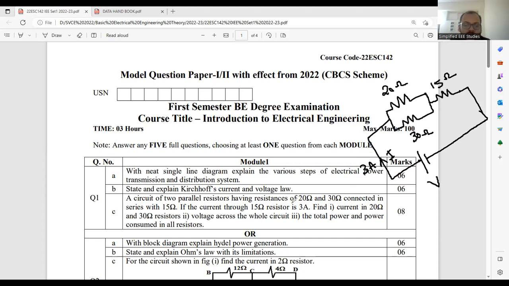You need to calculate the current in the 20 ohm and 30 ohm resistors. So you can directly apply the current division formula. Similarly, the voltage drop across the whole circuit, so you can apply the formula. How to apply the formula, I will tell you. First of all, you need to calculate the total resistance. R equivalent you have to calculate. So you can check the basics. I will show you the data handbook.